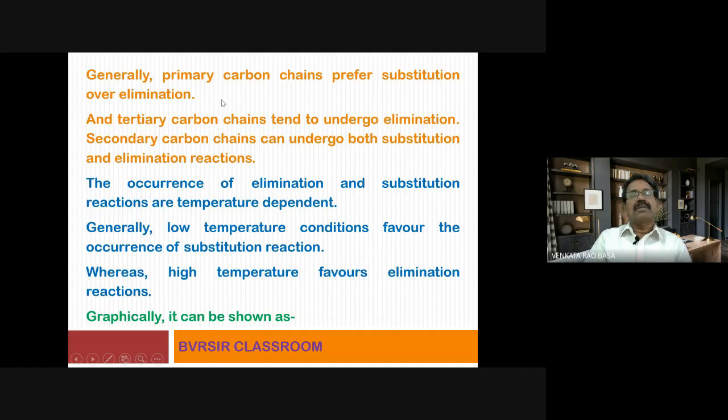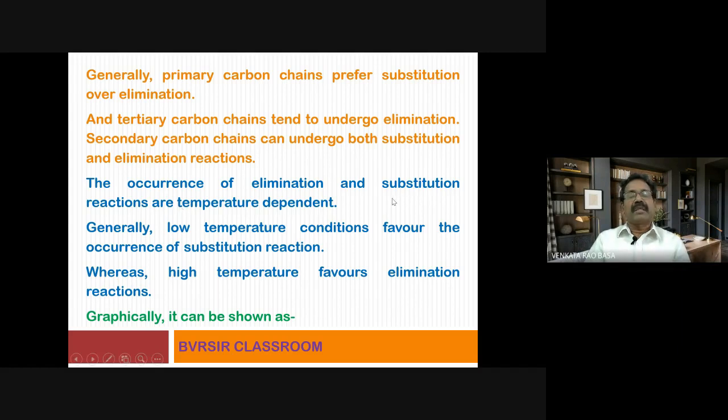Now, which type of reaction is feasible with which set of conditions? Observe this one. Primary carbon chains prefer substitution reactions. Primary carbon chains, like primary alkyl halides, prefer substitution reaction. Tertiary carbon chains readily undergo elimination reaction. That is the first point. So primary alkyl halides readily involve in substitution, whereas tertiary carbon chains have the ability to undergo elimination reaction. If it is secondary, depending upon the condition, both substitution as well as elimination reactions may be possible.